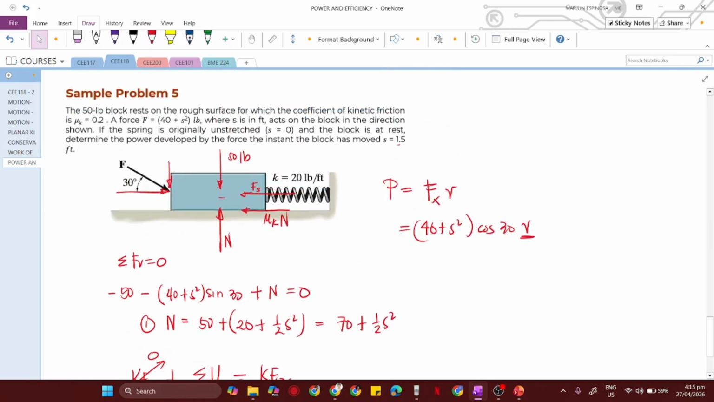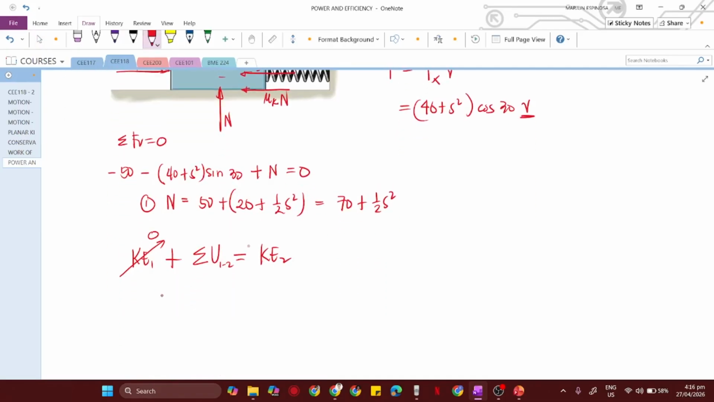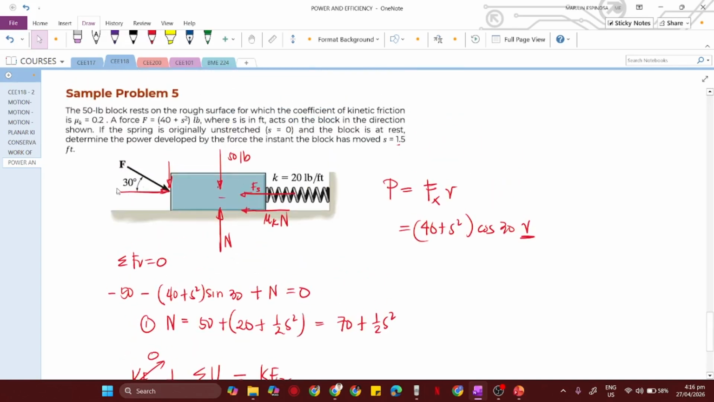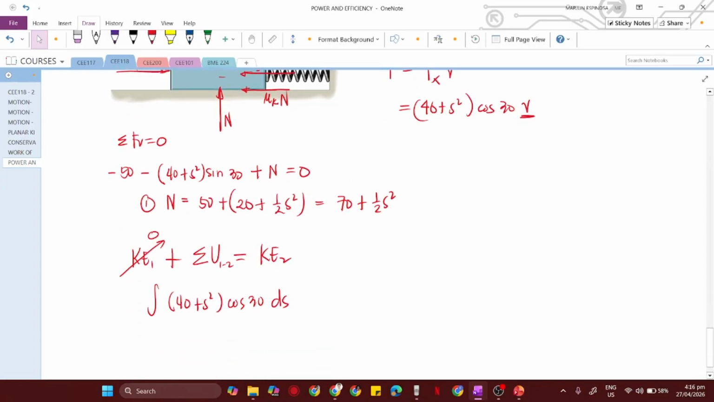So, una, since yung displacement natin is papunta dito, so yung force natin would have a positive work. Tama ba? At itong dalawa, itong Fs at saka yung friction, that would have a negative work. Kasi they are opposing the displacement. Okay. So, therefore, you have here, since naka-S yun tayo, no? So, we'll be expecting integral. Okay. 40 plus S squared, then that is cosine. Itong along X tayo, no? Cosine 30. Then that is ds. So, evaluated yan from 0 to 1.5. So, yan yung work ng ating force.